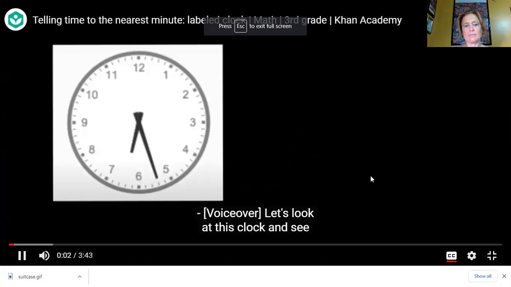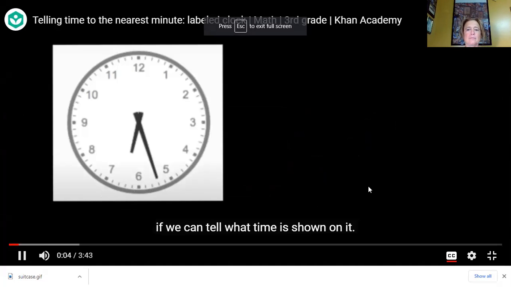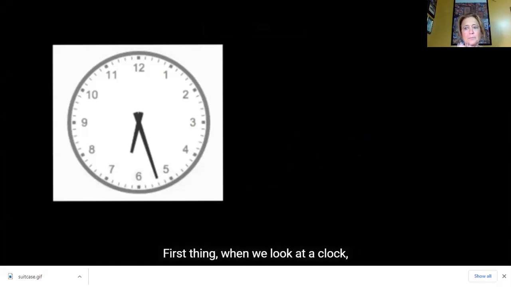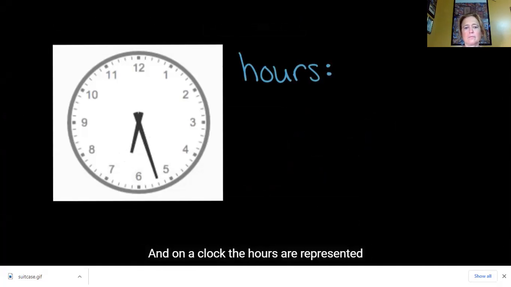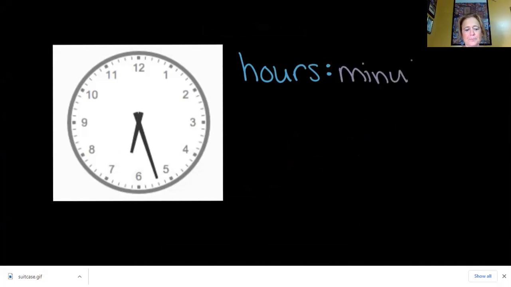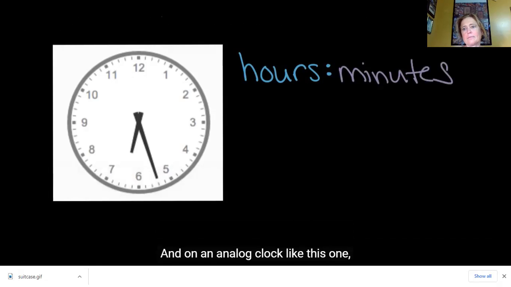Let's look at this clock and see if we can tell what time is shown on it. First thing, when we look at a clock, we have two hands, and that's because time is told in two parts. Time is told in hours. On a clock, the hours are represented by the short hand, and then the other part is minutes. And on an analog clock like this one, minutes are represented by the long hand. So let's look first at hours.